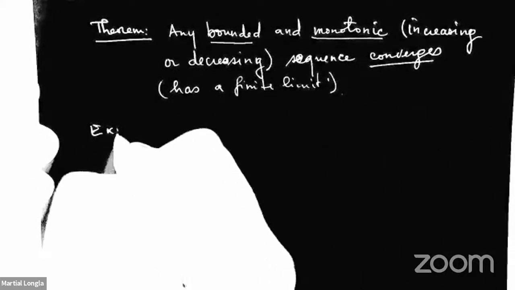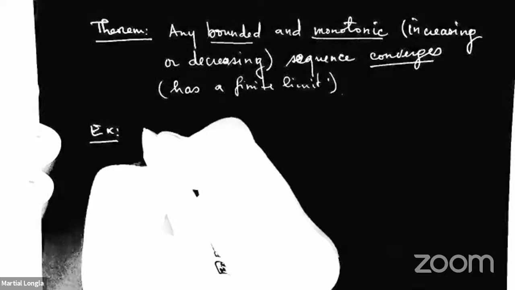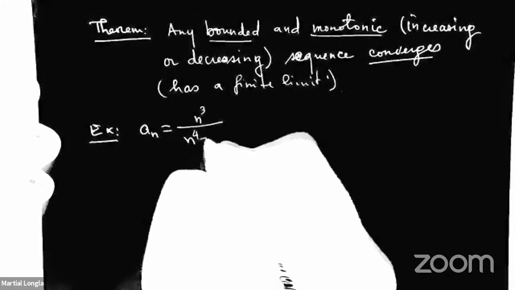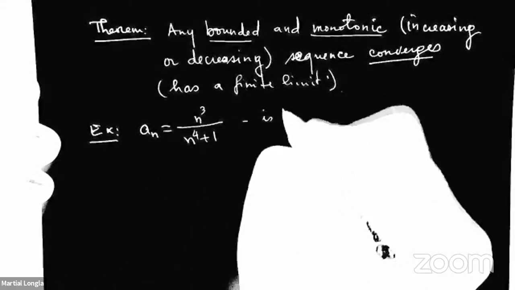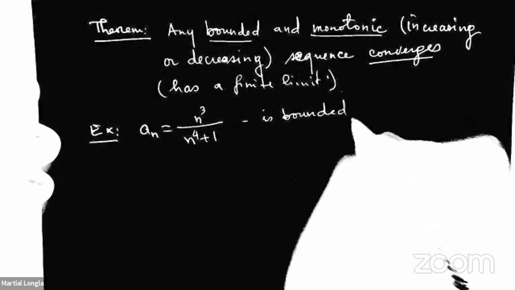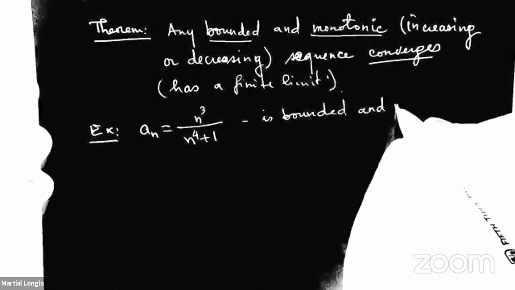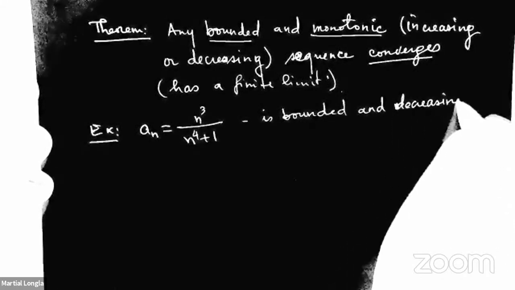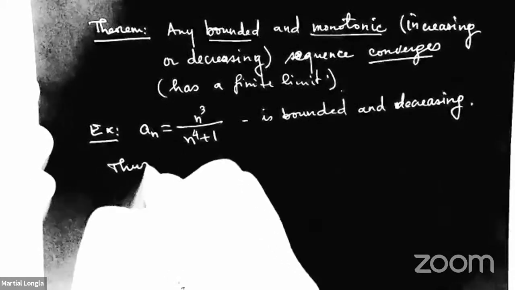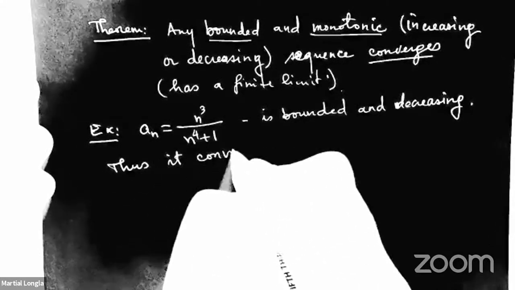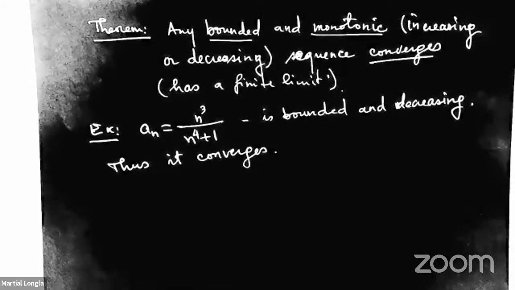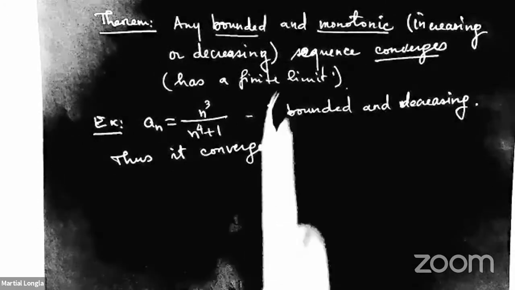So, example, our sequence that we had in the previous problem, a_n equals n cubed over n to the fourth plus 1, is bounded. We have shown that. And it is monotonic because it is decreasing. Thus, it converges. So we know that it converges without even having the limit, right? We know it converges because it's bounded and it is monotonic based on this theorem.